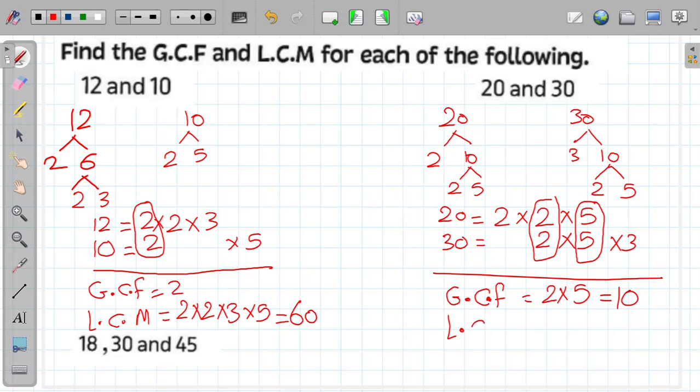Next I have the least common multiple. I have 4 prime factors. I have 2 by 2 by 5 by 3. 2 by 2 equals 4. 5 by 3 equals 15. So the least common multiple is 4 by 15, and 4 by 15 equals 60. So the least common multiple will be 60.